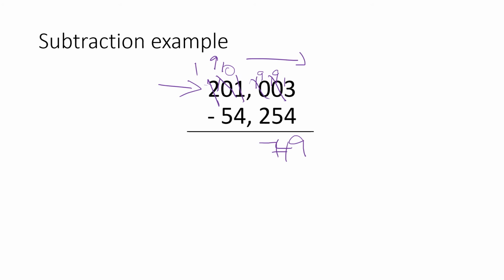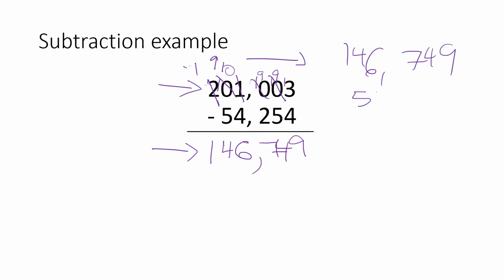Okay, now we have 10 minus 4. That we can do. 10 minus 4 is 6. And then our 0 has become a 9, so 9 minus 5, which is 4. Our 2 became a 1 over here, and we have 1 minus nothing, which is 1. So 201,003 minus 54,254 should give us 146,749.